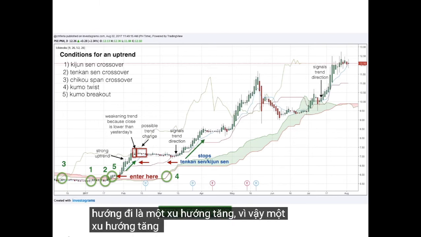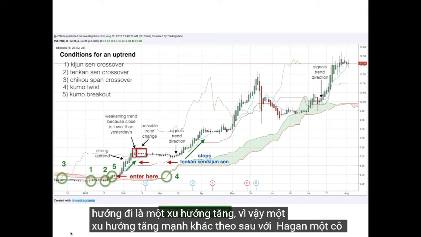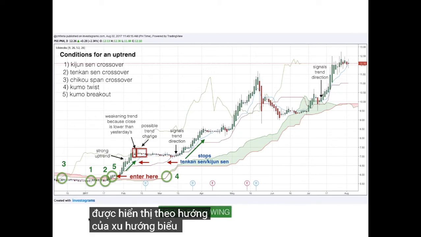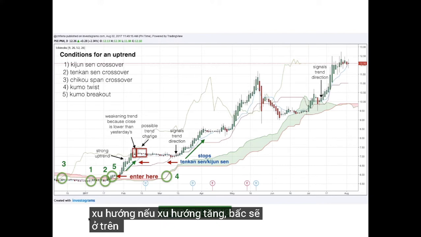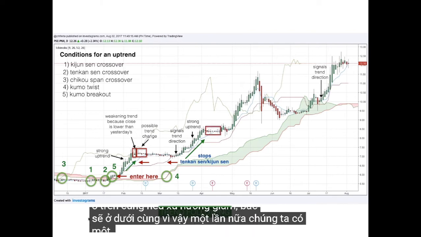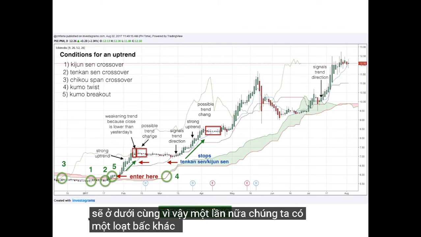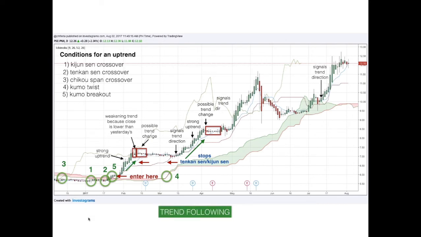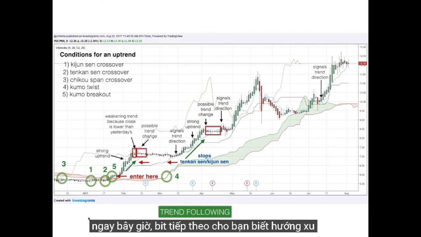The set of wicks, when followed by a bullish candlestick, means that the direction is an uptrend. So another strong uptrend followed. With Heikin Ashi, a wick displayed in the direction of the trend signifies the strength of the trend. If the trend is up, the wick should be on top. If the trend is down, the wick should be at the bottom. So again, we have another series of wicks which signal a possible trend change.